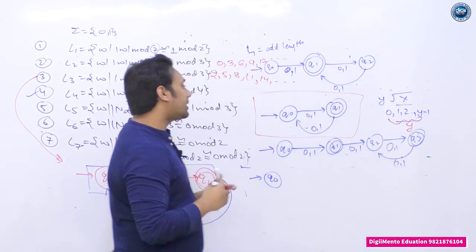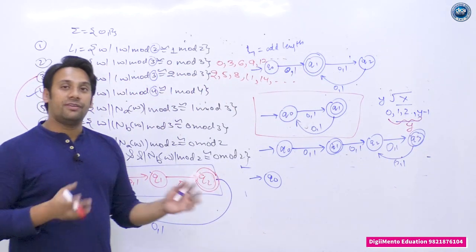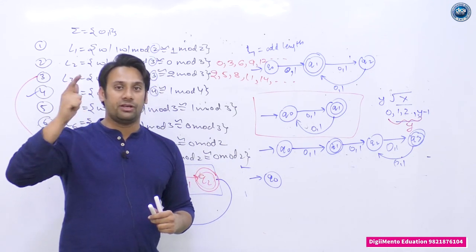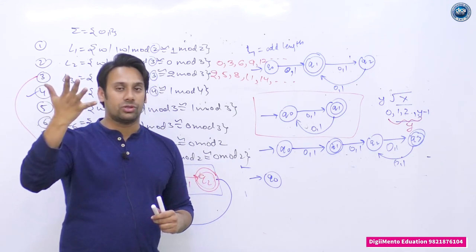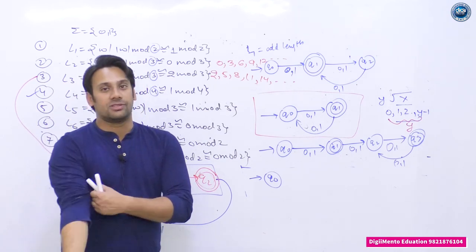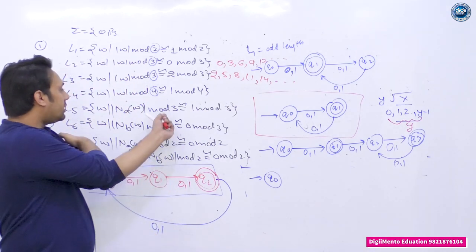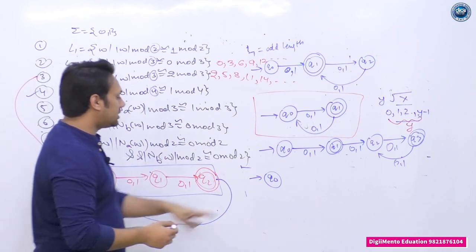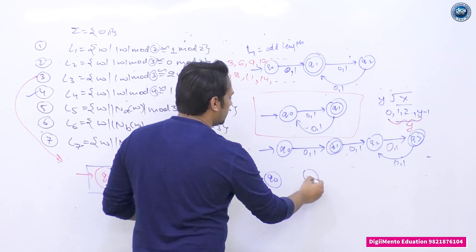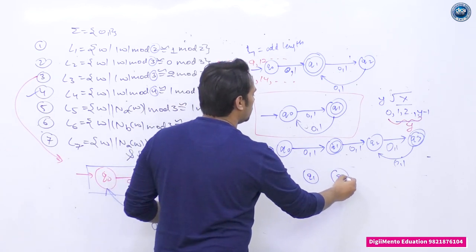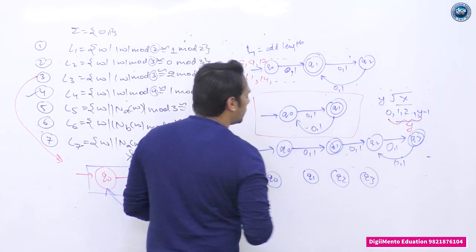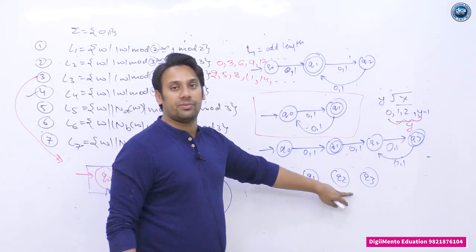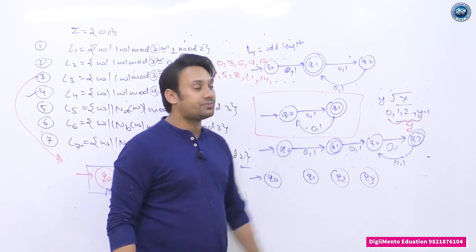If you divide a number by 5, that means you are going to have 5 remainders: remainder 0, remainder 1, remainder 2, remainder 3, remainder 4. So these are a total of 5 remainders. So if we have mod 4, we are going to have 4 states: state Q0, state Q1, state Q2, state Q3. Let us suppose this represents remainder 0, this is remainder 1, this is remainder 2, and this is remainder 3.